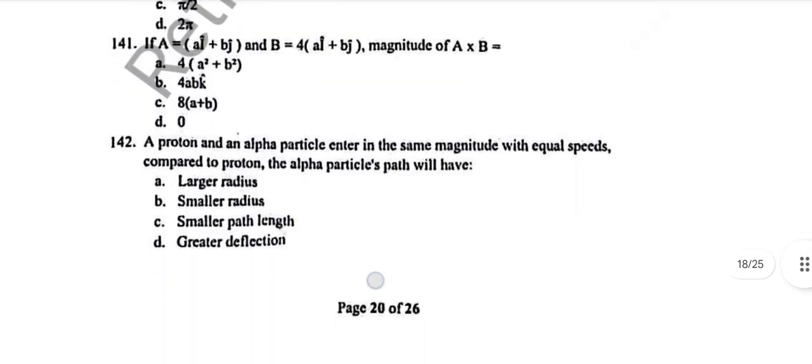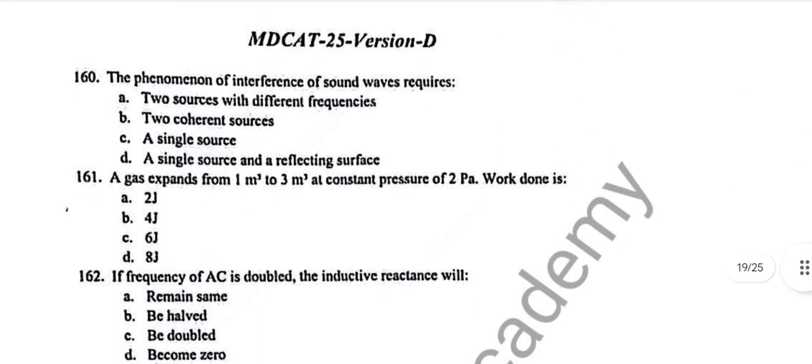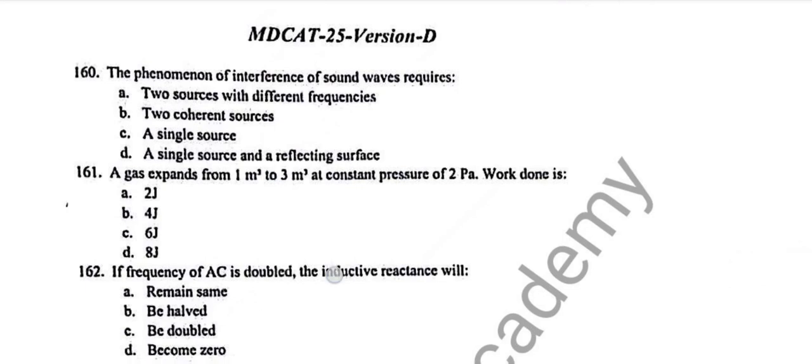Question number 160. The phenomenon of interference of sound waves requires B, two coherent sources. Interference requires coherent sources, same frequency, constant phase difference.